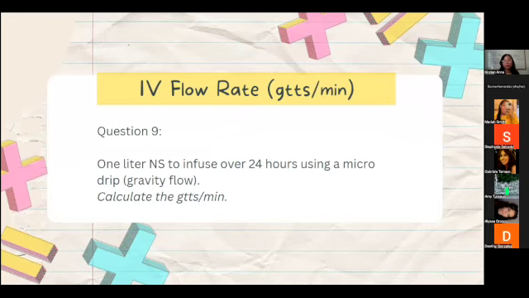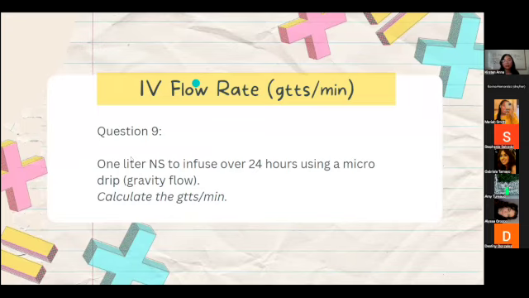So volume to be infused multiplied by the calibration over time in minutes. Good job. So thank you, Ani. Okay, so it's pretty straightforward. It's really just again pulling all the numbers. So I'm going to read the question with you guys.